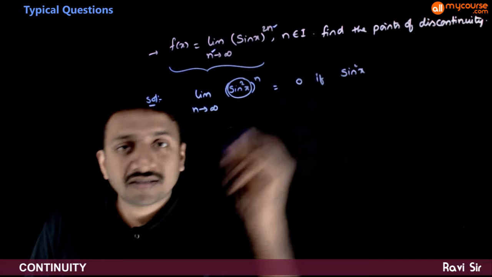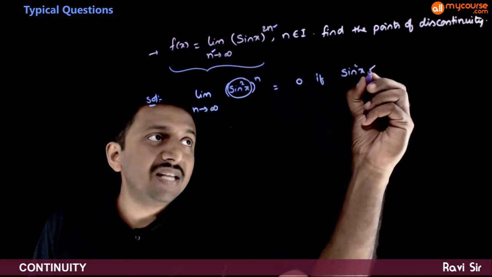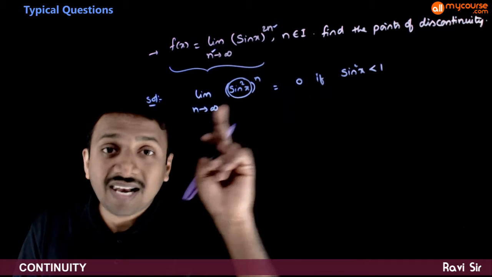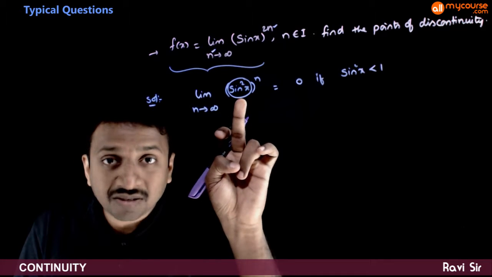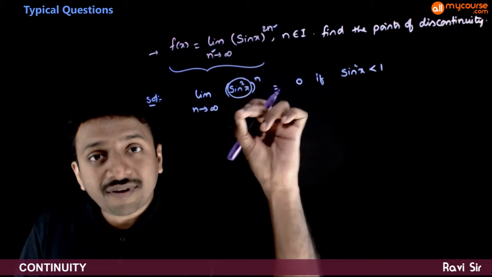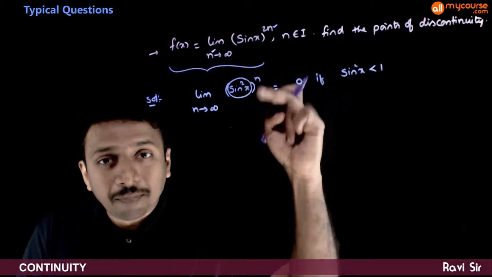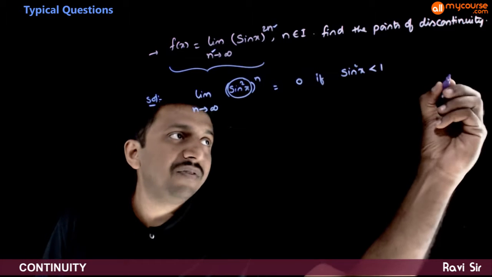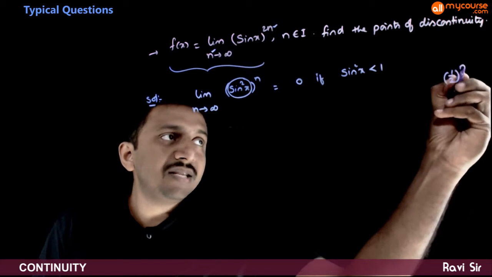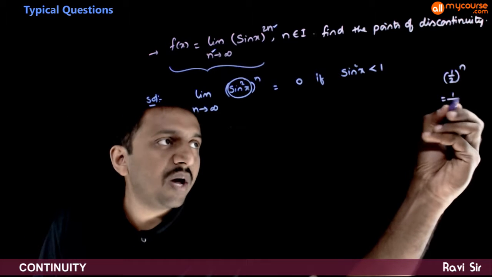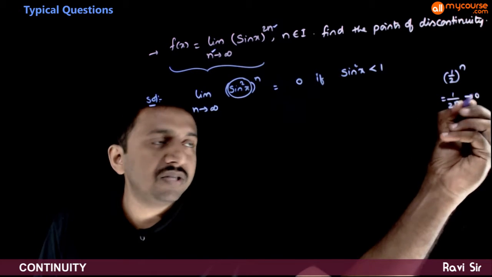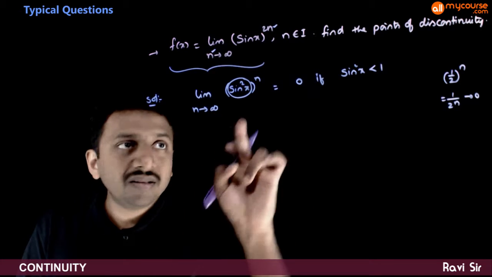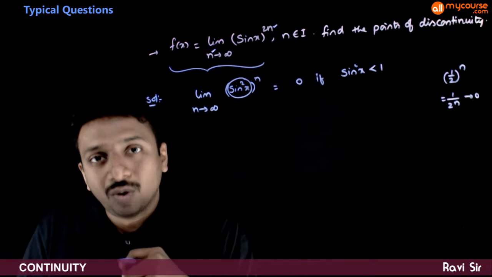sin square x is less than 1. If sin square x is a fraction, then as you raise a fraction to a very large power, the number goes to 0. For example, if you take the number 1 by 2 and raise it to power n, this becomes 1 by 2 power n, which goes to 0. So if this number is less than 1, then this limit goes to 0.